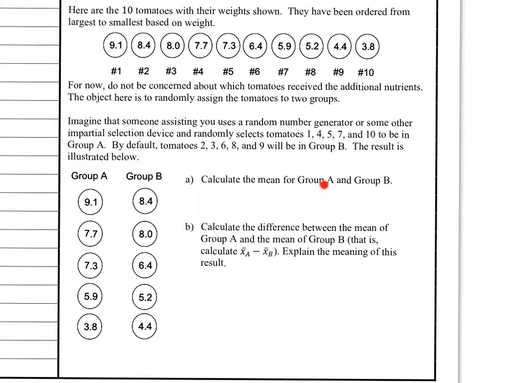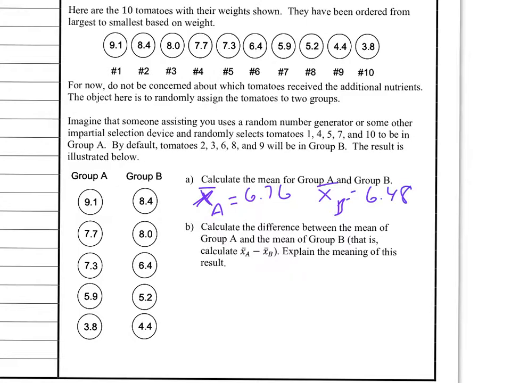We need to calculate the mean for group A and the mean for group B. Well, the mean for group A is pretty simple. You type in the calculator, add all of these up, divide by 1, 2, 3, 4, 5, and you get the answer. So x bar sub A, that means it's the average of A, is going to be 6.76. And when you do the same thing for B, add them all up and divide, you get 6.48.